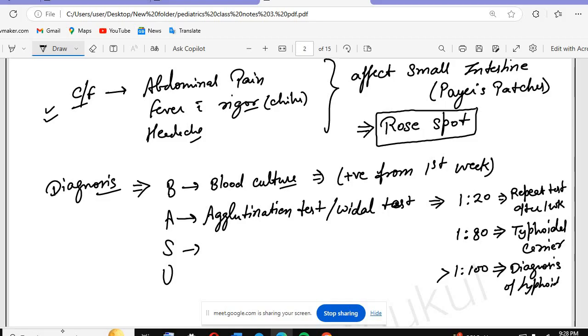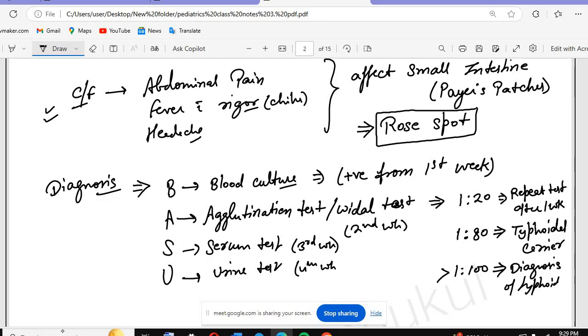Then third, we go for the serum test, and fourth, the urine test. So basically, the blood culture is done in the first week. The Vidal test is done in the second week. Then the serum test we do in the third week, and the urine test in the fourth week. The urine test we can also do in the first week. Okay, the serum test and the urine test you have to remember. So you have to remember the diagnosis. The diagnosis is what? That is the BASU. Okay?